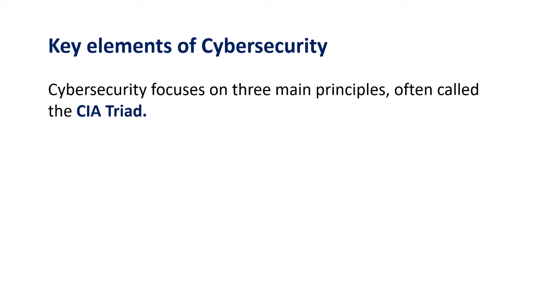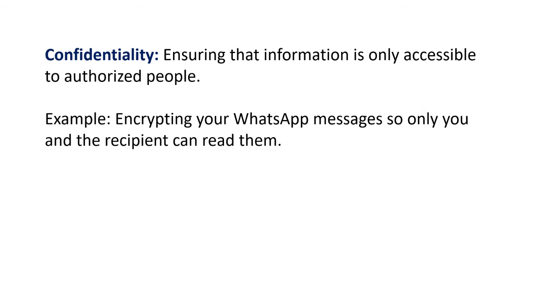Key elements of cybersecurity. Cybersecurity focuses on three main principles, often called the CIA triad. Confidentiality: ensuring that information is only accessible to authorized people. Example: encrypting your WhatsApp messages so only you and the recipient can read them.